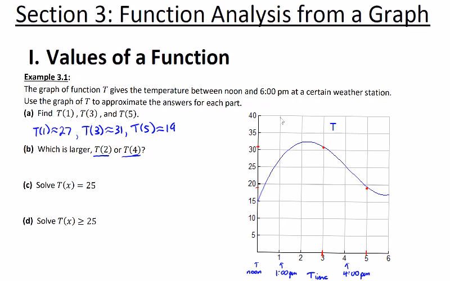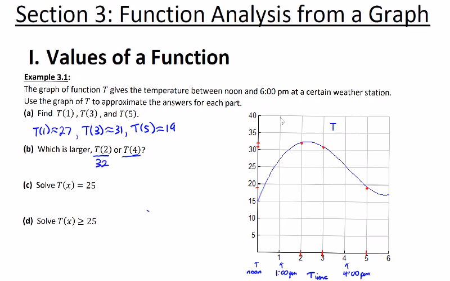So really this is just a continuation of what we did in part A. If I want to look at 2 o'clock, there's a point associated with that. And over here on the vertical axis, it looks like it might be about 32. So I'm going to write down 32 underneath t of 2.